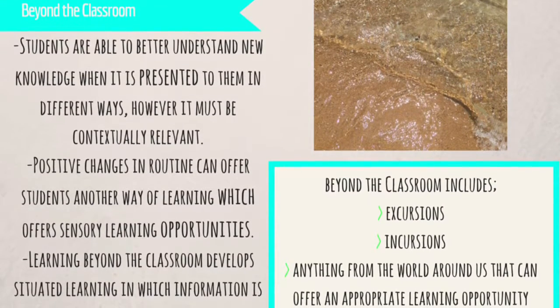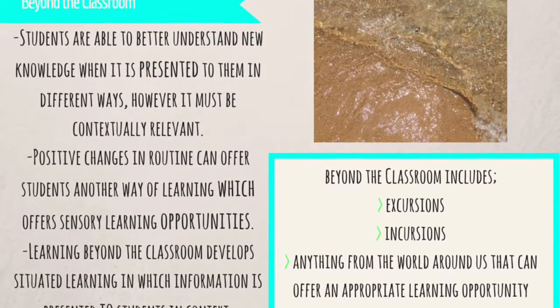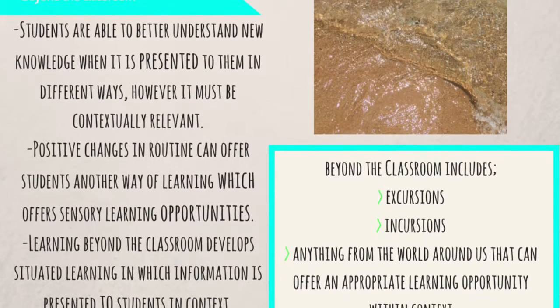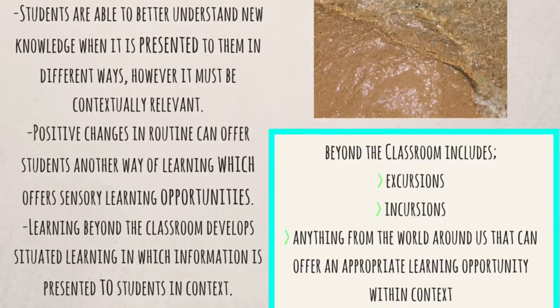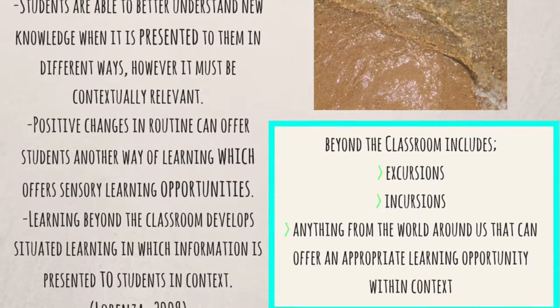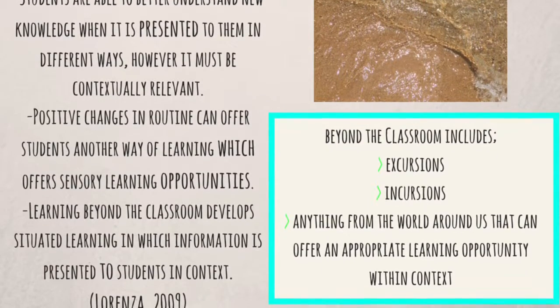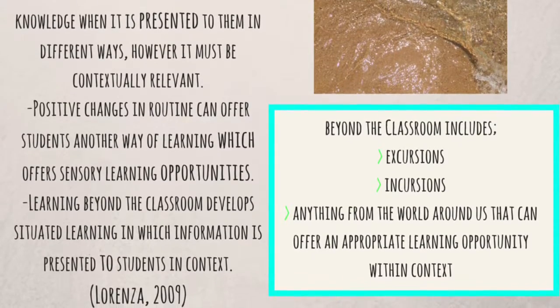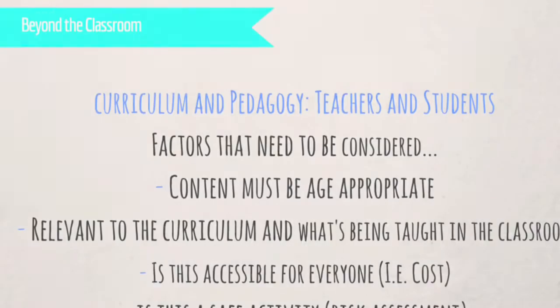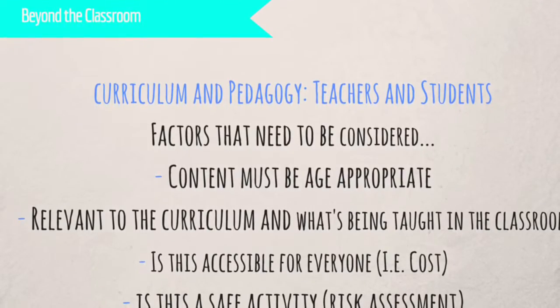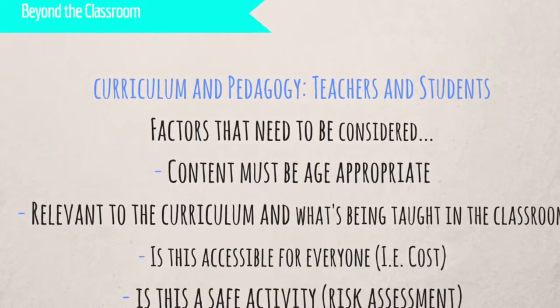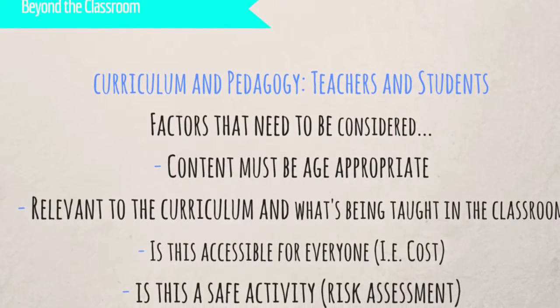Going outside the classroom offers students the opportunity for sensory learning and develops situated learning. Beyond the classroom learning areas can include excursions, incursions, and anything from the world around us that offers an appropriate learning opportunity. In order to be effective, the content must be age appropriate and relevant to the topic. If students can't see connections, they may be unengaged.